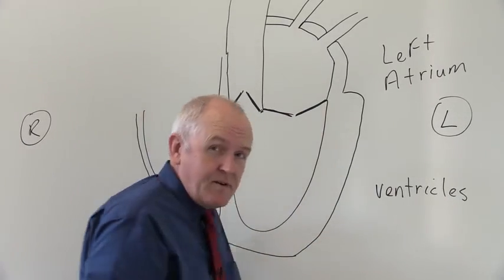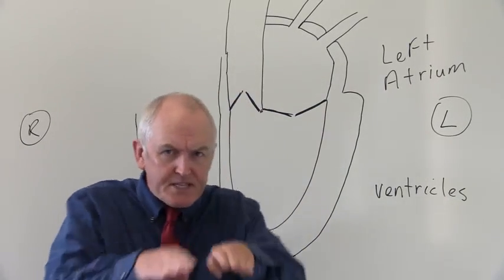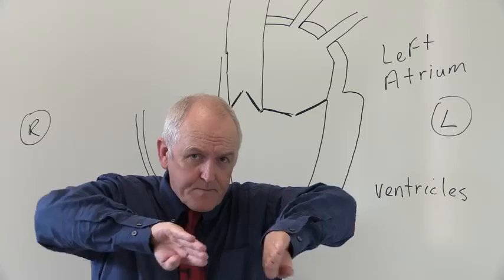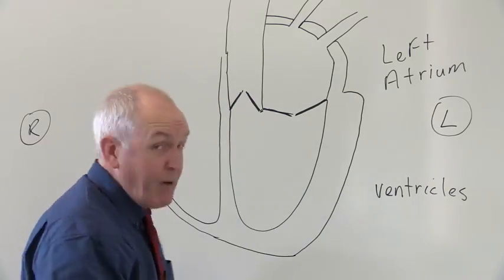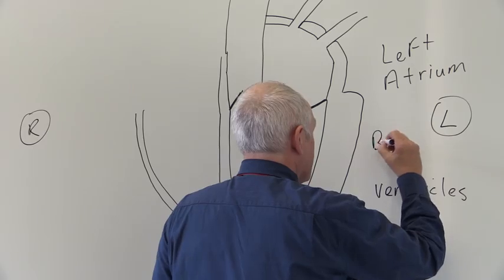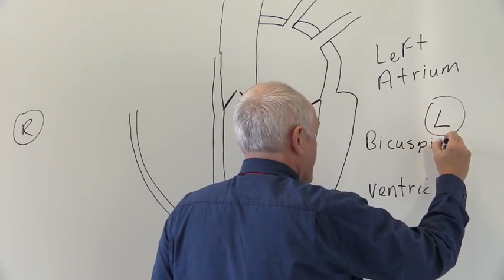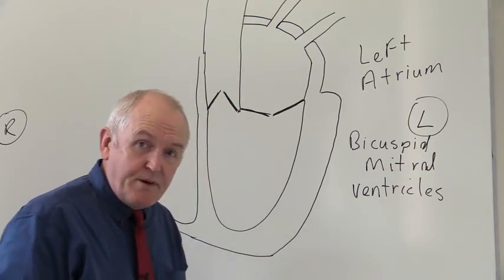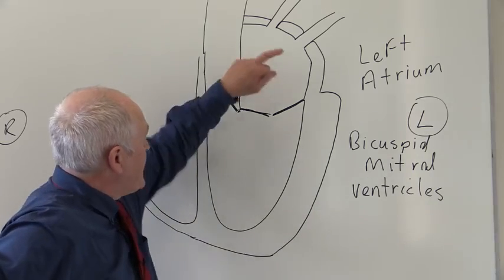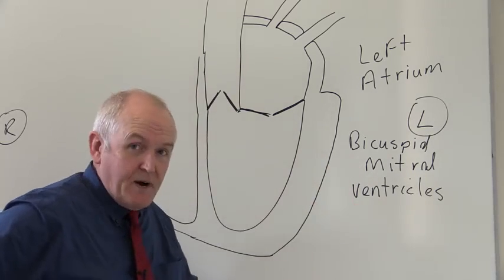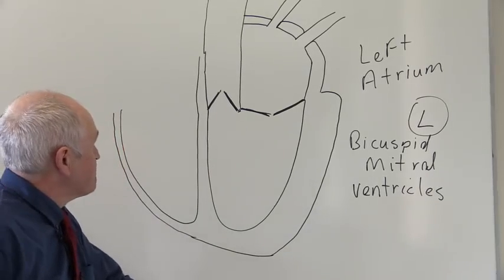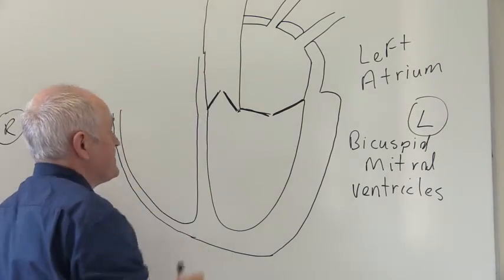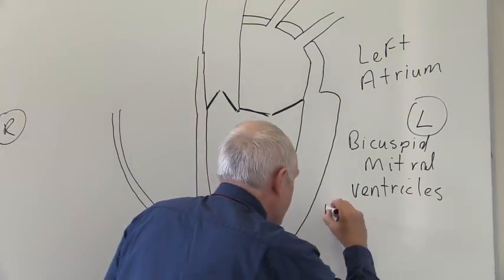And this particular valve has two cusps. It opens like this, the left atrioventricular valve. Just got two cusps. So sometimes it's called the bicuspid valve because it has two cusps. But its proper name is the mitral valve. So the left atrioventricular valve is the mitral valve, and it has two cusps. The valve between the left ventricle and the aorta, that is the aortic valve.